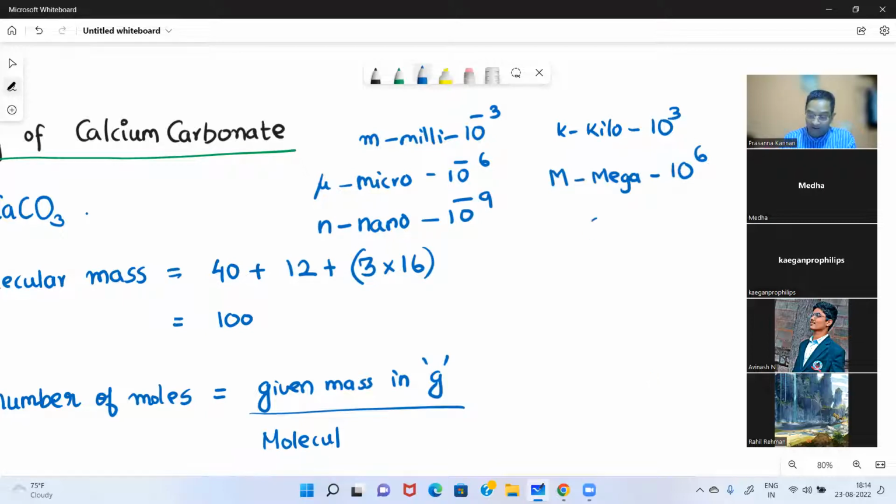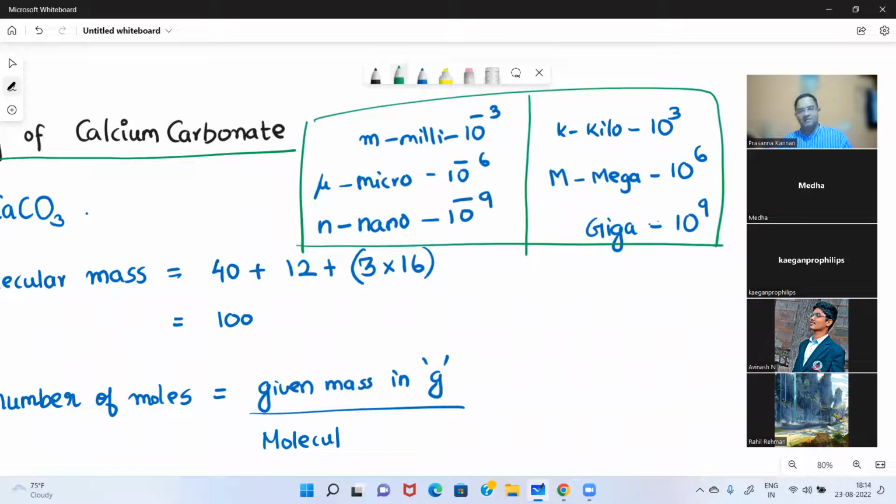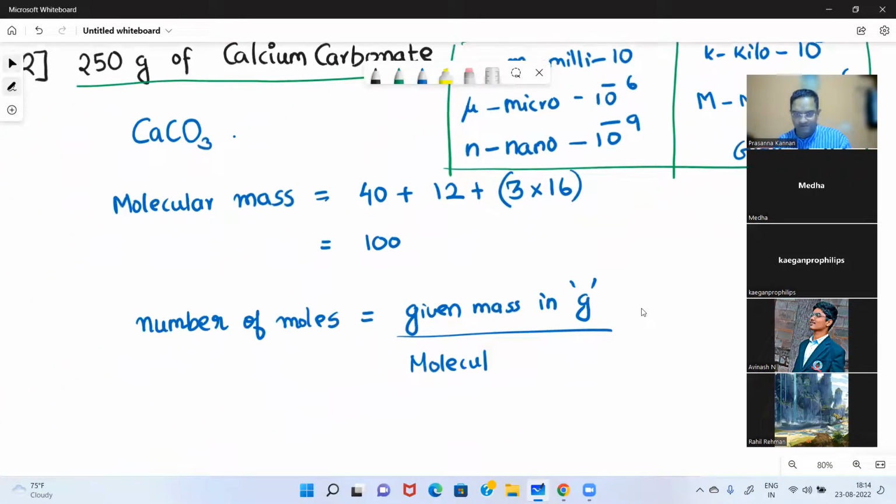Then you have giga. I think I've learned about gigahertz and all that. Yes, frequency. So that is going to be 10 power 9 or a billion. All these things will be important for you guys. There are also other things like pico, which represents 10 power minus 12 and all that. But at this point, at least this much is good. Good, Kagan, to ask this question.